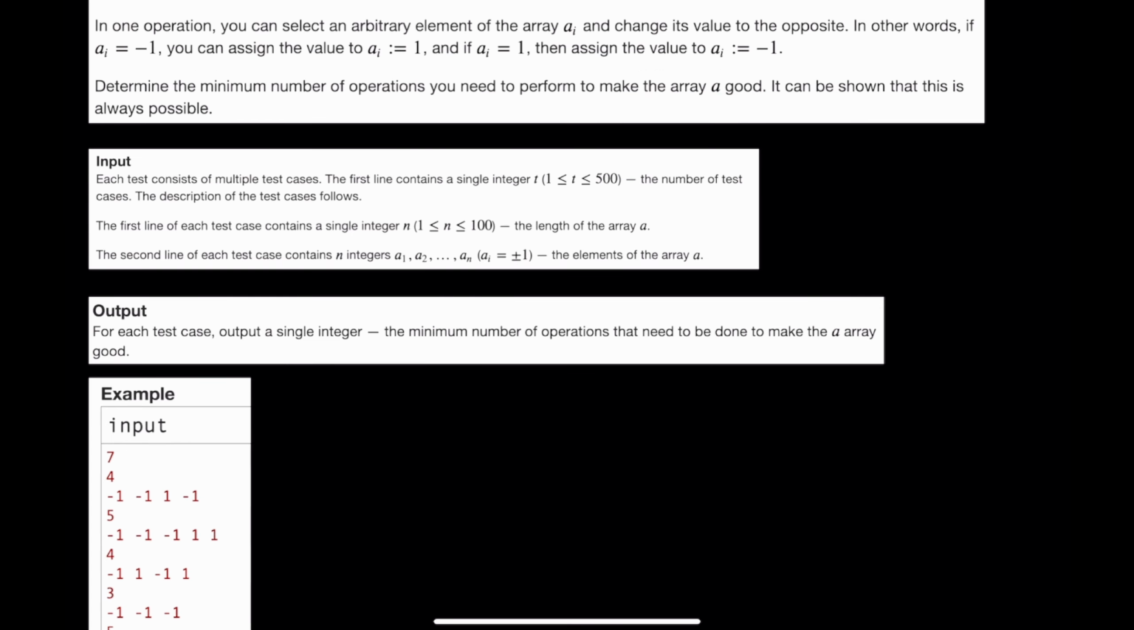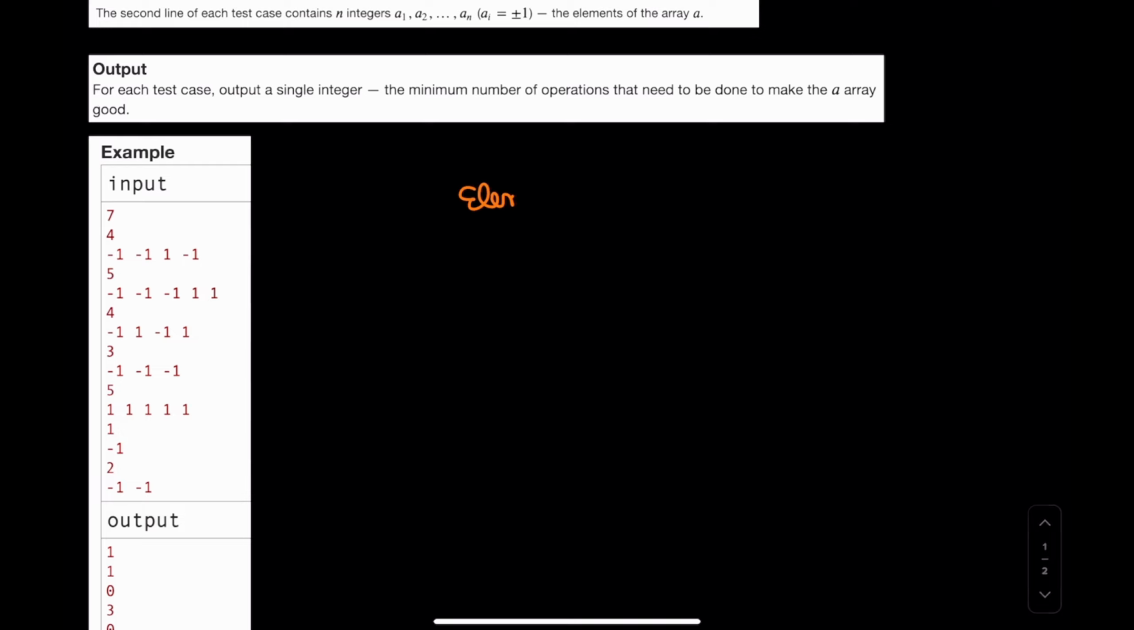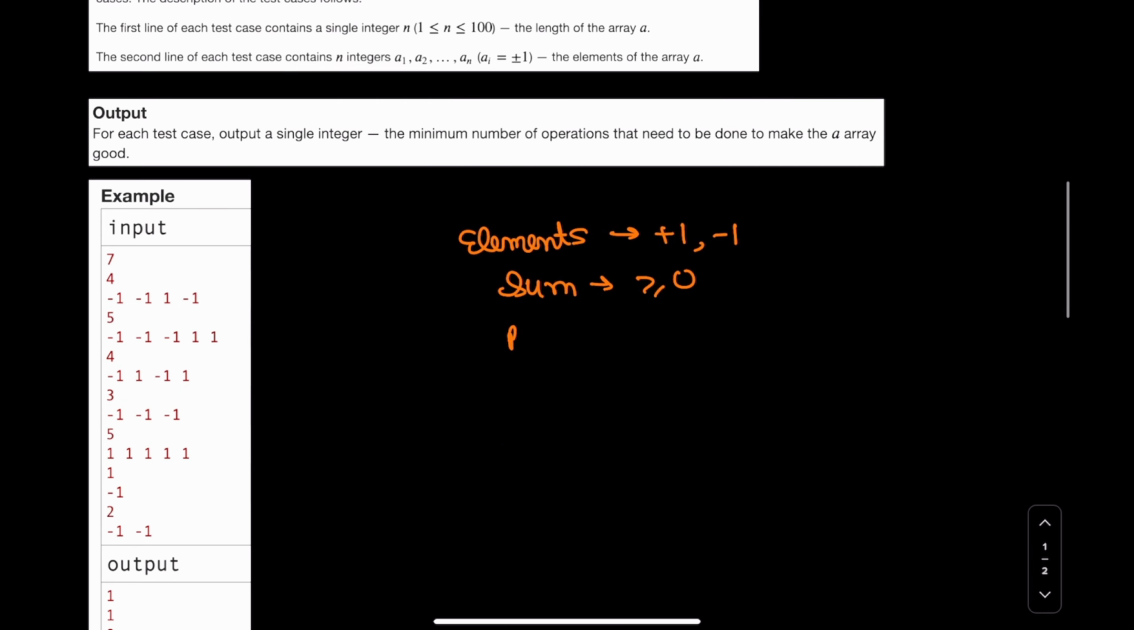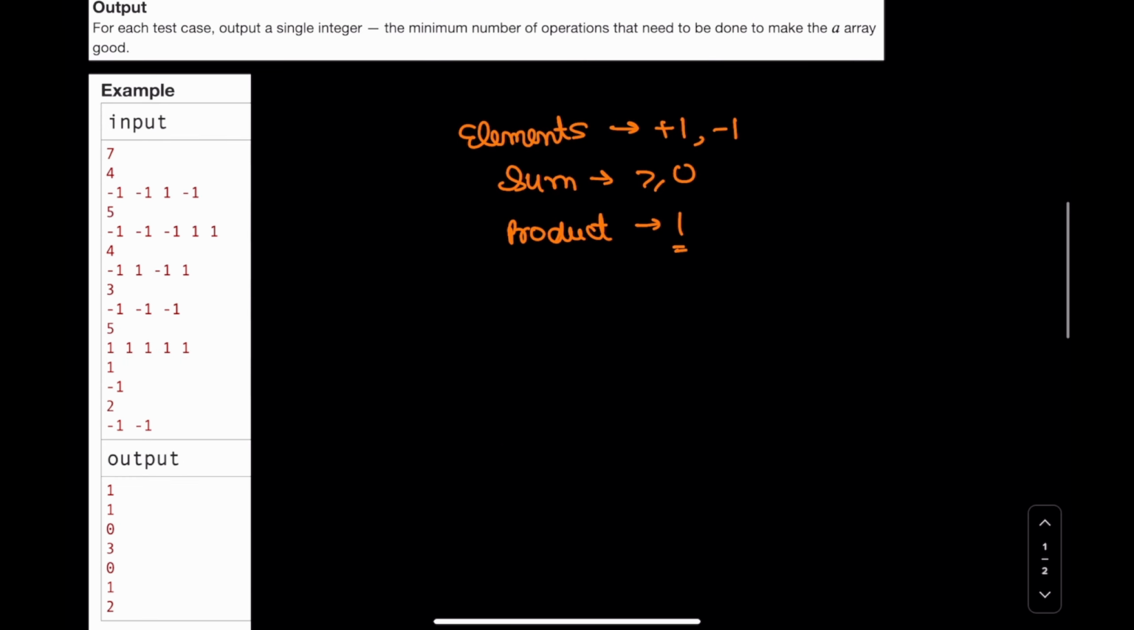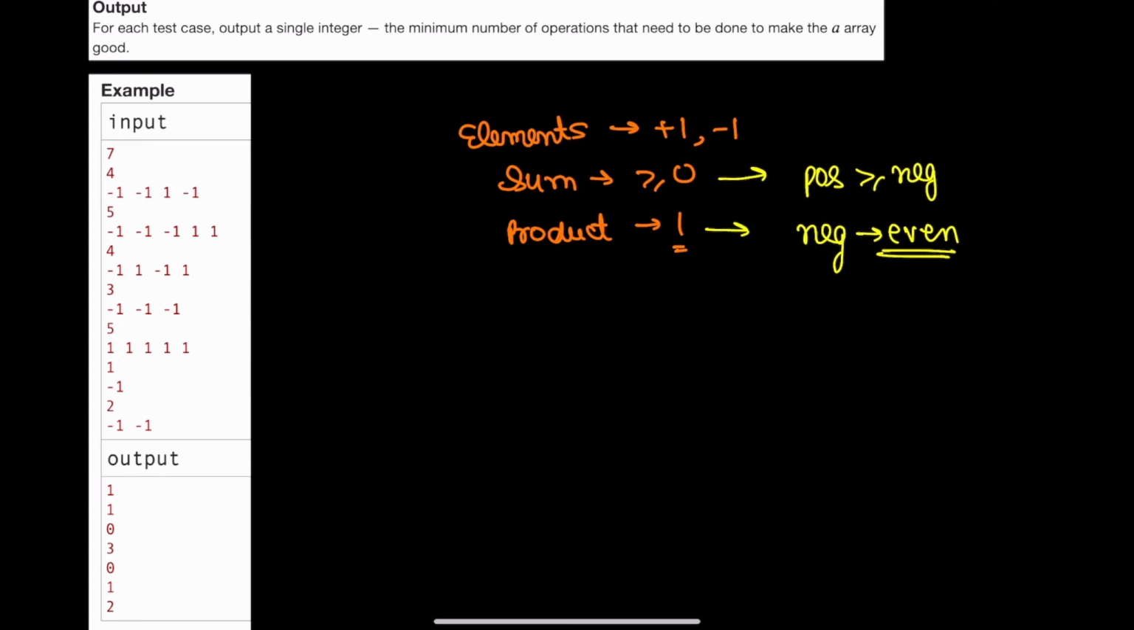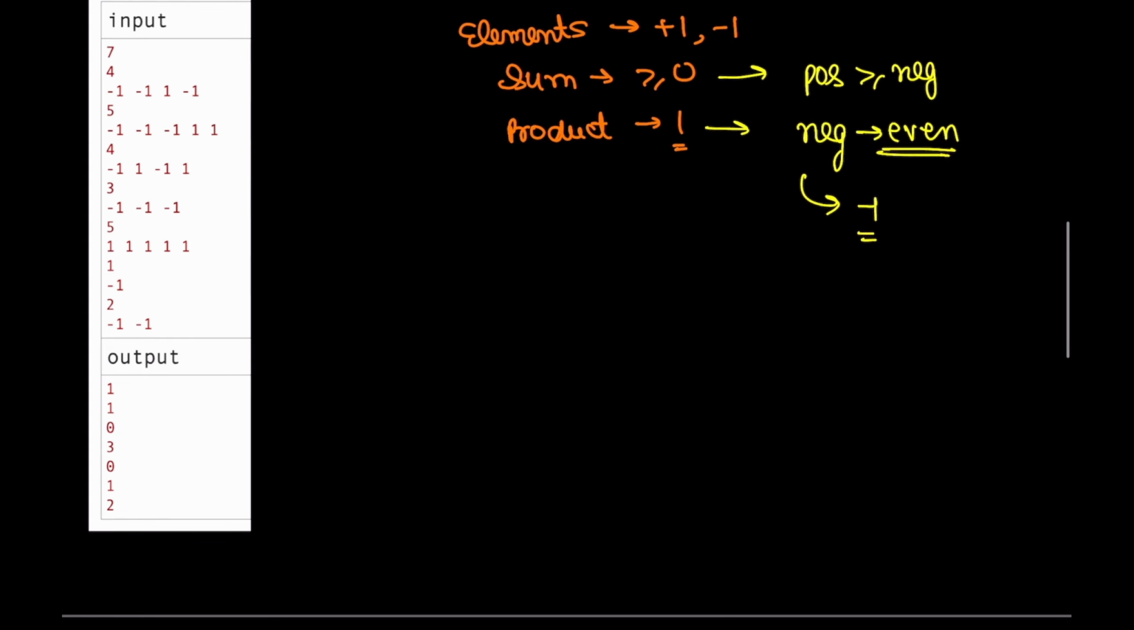Let's first analyze the conditions. We will be given two elements, +1 and -1. We need the sum to be greater than or equal to 0 and the product to be equal to 1. For the sum to be greater than or equal to 0, the number of positive ones should be greater than or equal to the negatives, and for the product to be equal to 1, the number of negatives should be even. Then only will the product be 1, otherwise the product will be -1. So we just need to check the number of positives and negatives.